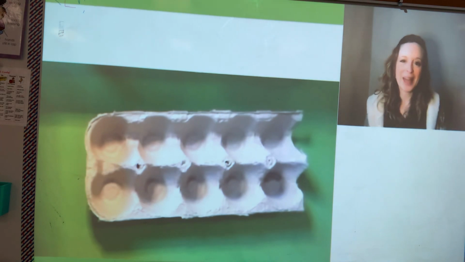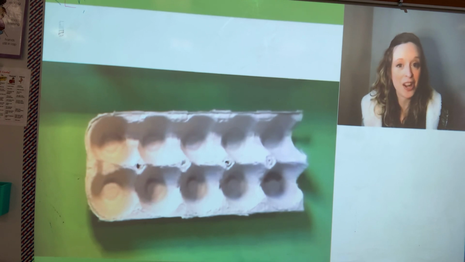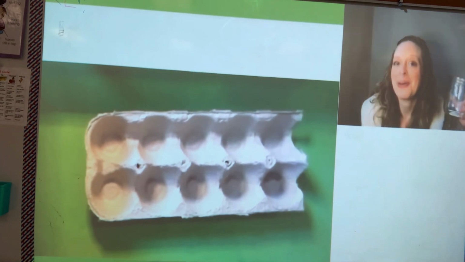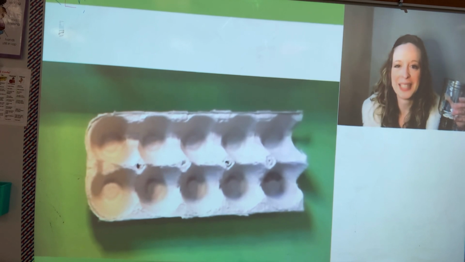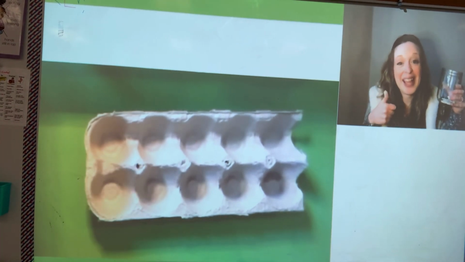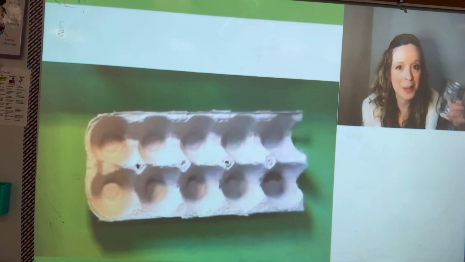But that's okay, because I have some jars of items that I want to count and find out which jar has 10 things. Let's start with this jar of pumpkin seeds. Give me a thumbs up if you've had pumpkin seeds before. I have. I think they're pretty good. Let's use the egg carton to help us find out if there are 10 pumpkin seeds.